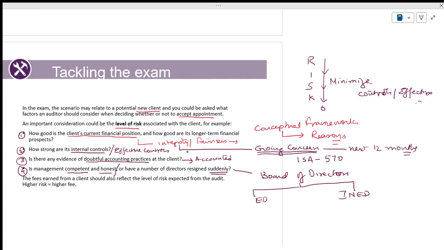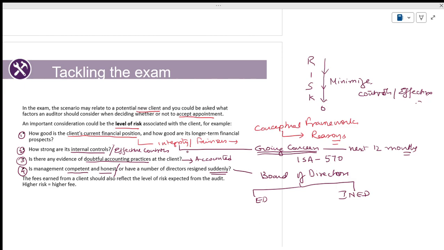Also whether there are people who are coming in and out of the board of directors frequently. These are the things you will see. Then only will you have an association with that client. Otherwise, you don't want any headache. Very simple. We don't want any headache by dealing with a client who is not fair enough in their approach.